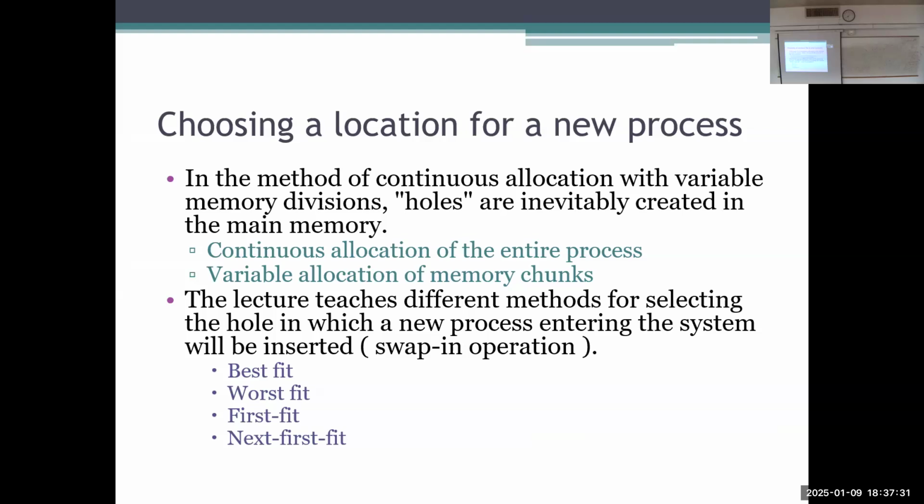We can do continuous. Here it says continuous, but it should really be contiguous. Continuous is also good because it continues all together. The point is contiguous and it's one block. But you're going to have holes in main memory. Contiguous allocation of the entire process, variable allocation of memory chunks. In other words, the chunks that are given are variable size. That's what we mean by that.